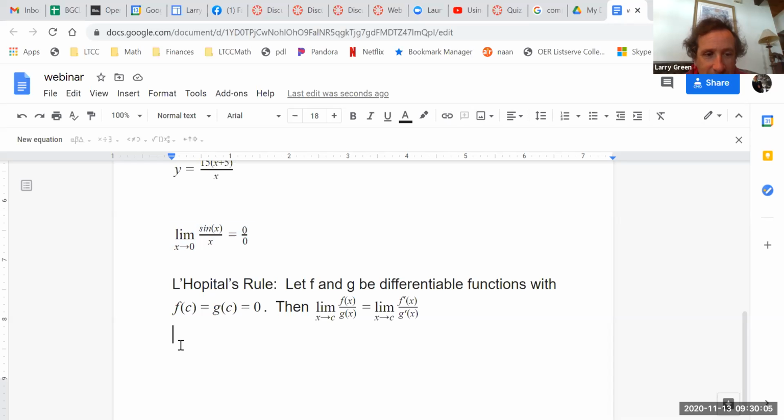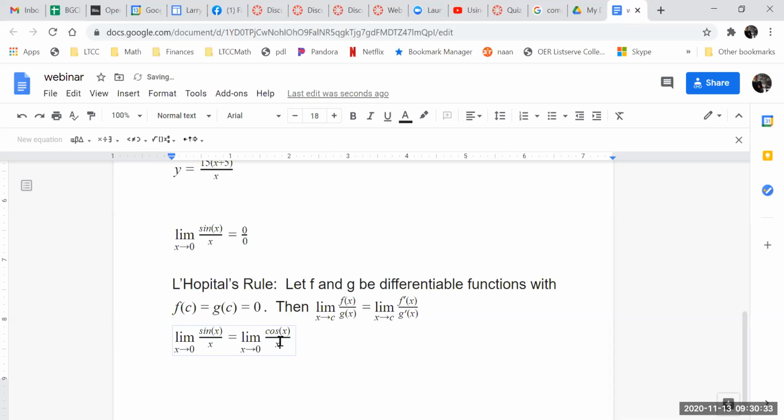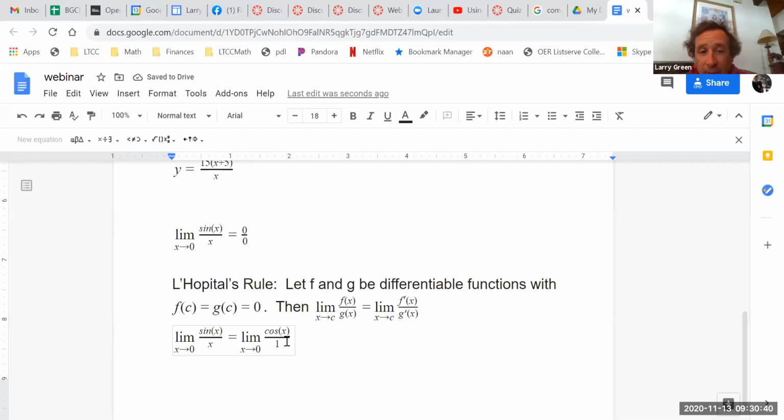the limit as x goes to 0 of sine x over x is now equal to the limit as x goes to 0 of... Well, what's the derivative of the sine of x? You better all know. Cosine x. Cosine of x. And what's the derivative of x? Also easy. 1. Was that hard, by the way?